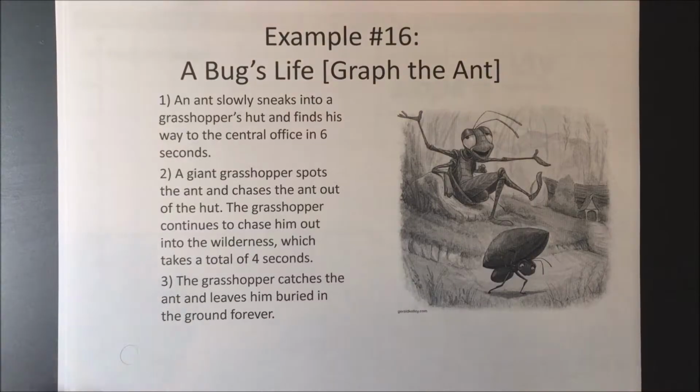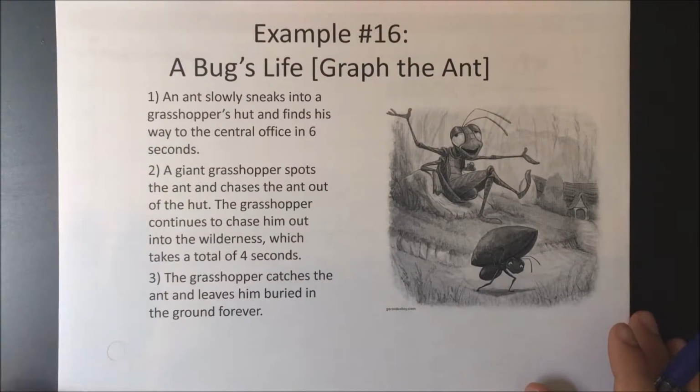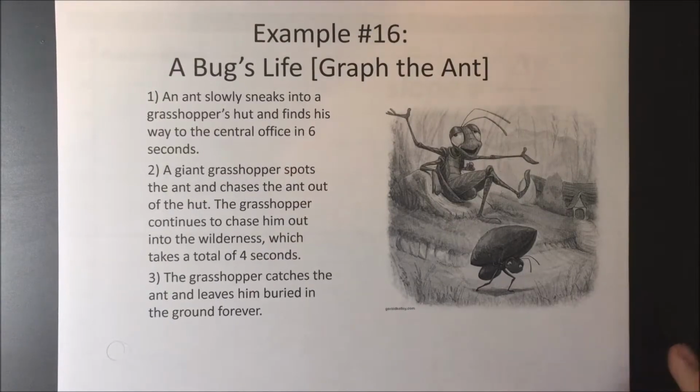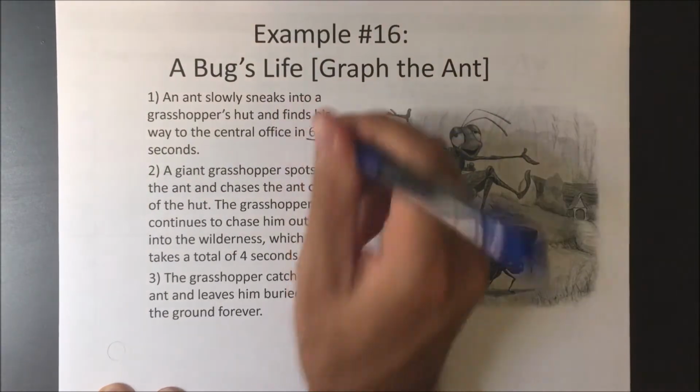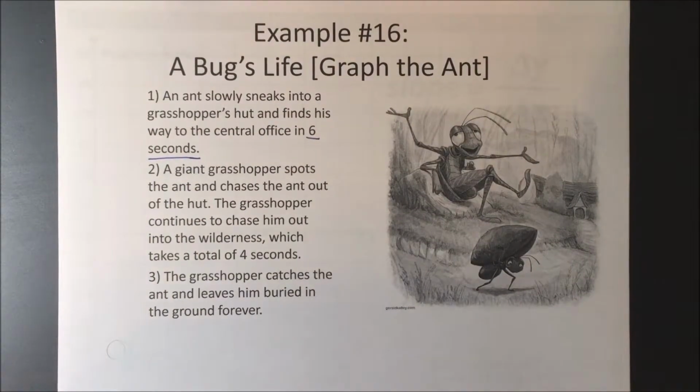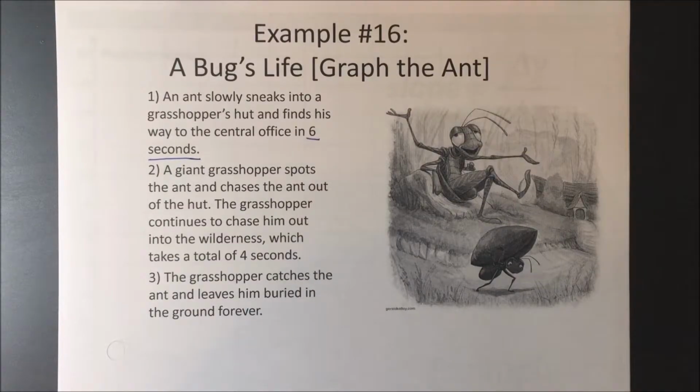So we have an ant slowly sneaks up into a grasshopper's hut and finds his way to the central office in 6 seconds. So he slowly gets there. A giant grasshopper spots the ant and chases the ant out of the hut. The grasshopper continues to chase him out into the wilderness, which takes a total of 4 seconds. The grasshopper catches the ant and leaves him buried in the ground forever.